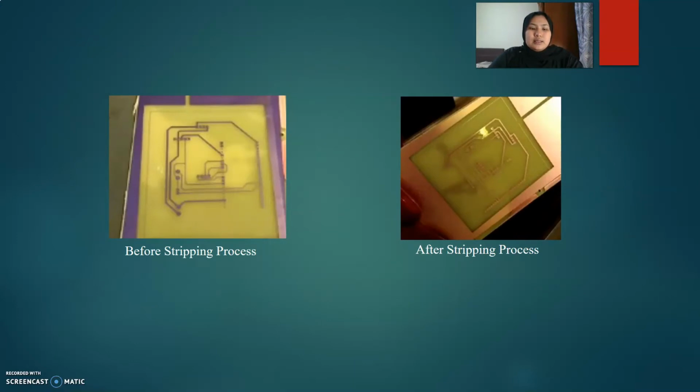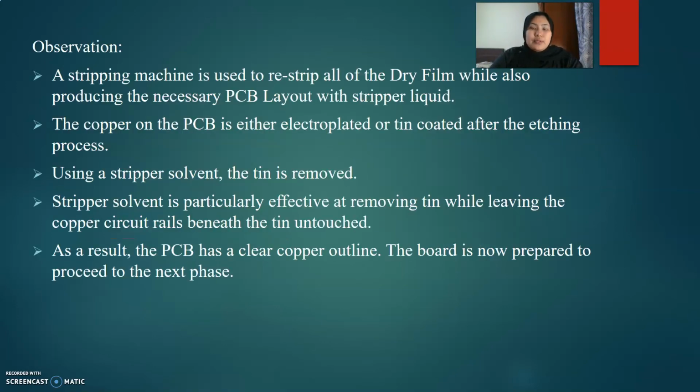Okay, this is the first picture before the stripping process, and the other one is after the stripping process. Alright, for observation, a stripping machine is used to retrieve all of the dry film while also producing the necessary PCB layout with stripper liquid. Second, the copper on the PCB is either electroplated or tin coated after the etching process. Third, using a stripper solvent, the tin is removed.